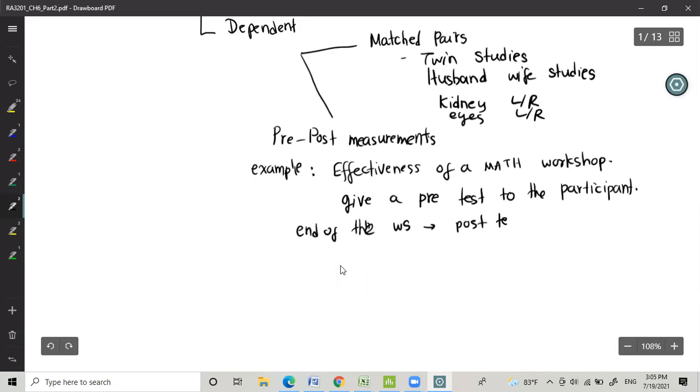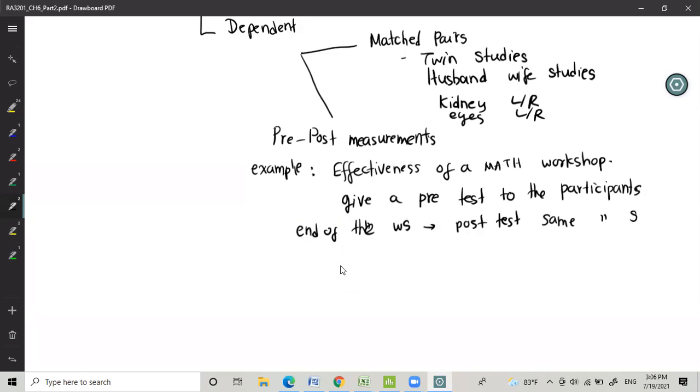Now it will not be the same test, but maybe very similar examples, very similar questions, right? Now, to whom are you going to give it? To the same participants, right? So it's the same set giving you measurements before and after an in-between event, okay? So you take the mathematics scores before the workshop and after the workshop for the same set of participants. So these are called actually before and after studies, right?